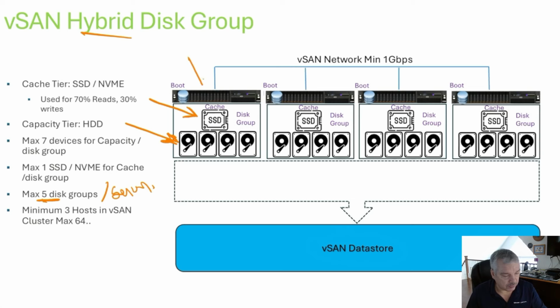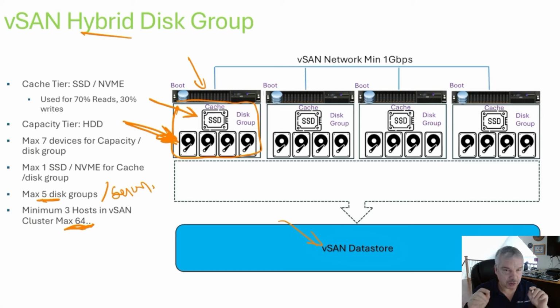So on this server, I'm only showing you 1 disk group, but I could actually have up to 5. So if you do the quick math, if I have 7 mechanical devices in each group, and there are 5 groups, 7 times 5 is 35. That's my capacity per host. I can have up to 64 hosts. So do your maths: 35 hard drives times 64 hosts. That's how big this vSAN data store is.